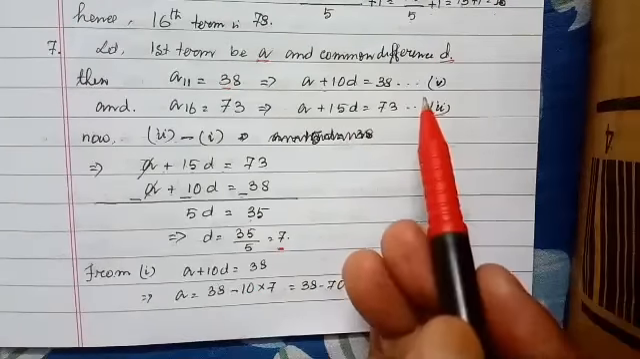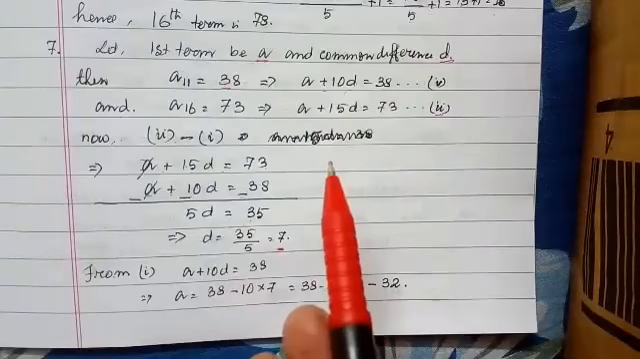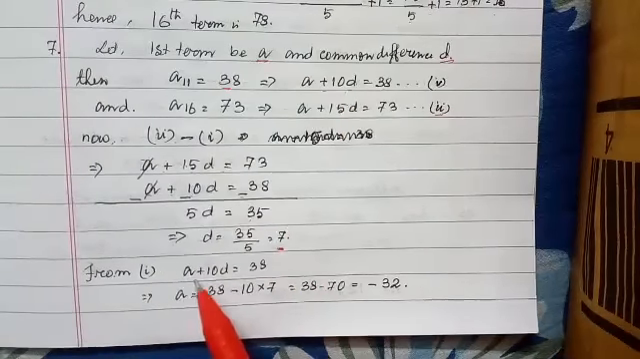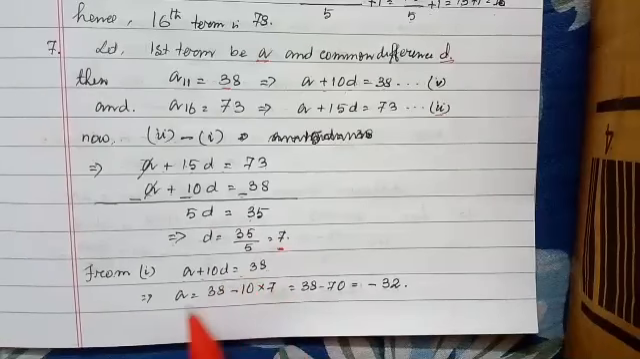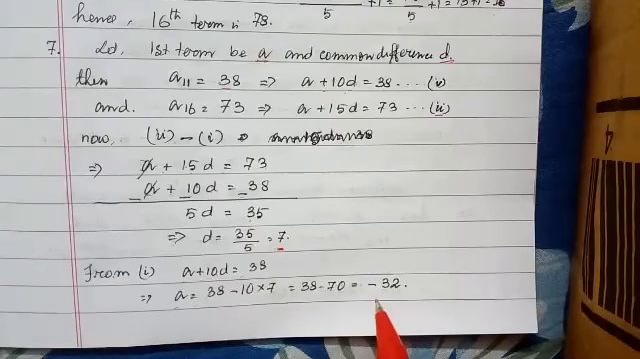Now in equation 1, if we put the value of d, we will get the value of a. Now a plus 10d is equal to 38. Therefore a is equal to 38 minus 10d, d means 7. So 38 minus 70, that is equal to minus 32. It is the first term.